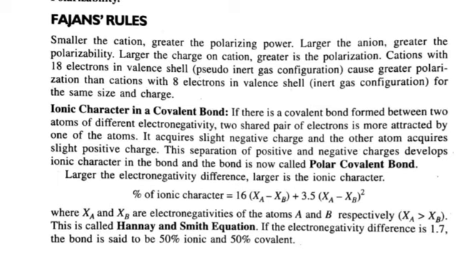If the electronegativity difference is 1.7, then the bond is said to be 50% ionic and 50% covalent. Remember, if the electronegativity difference is 1.7, then that compound will have 50% ionic character and 50% covalent character.